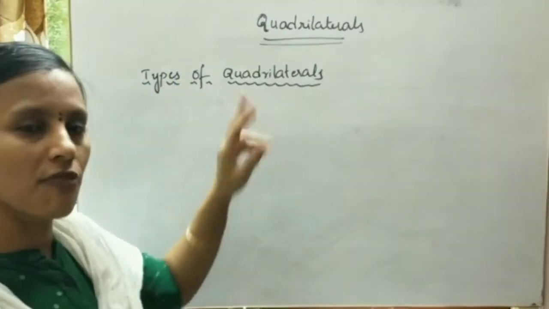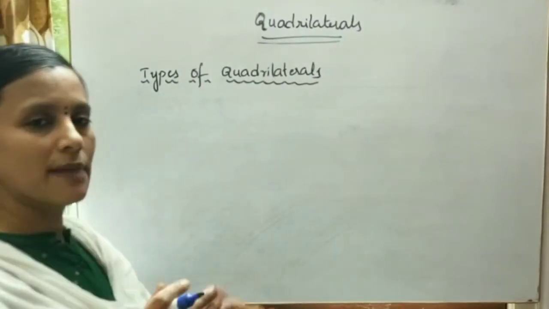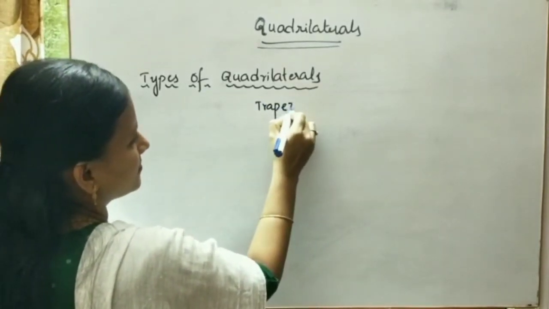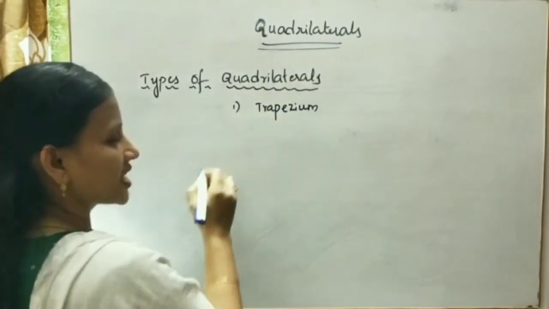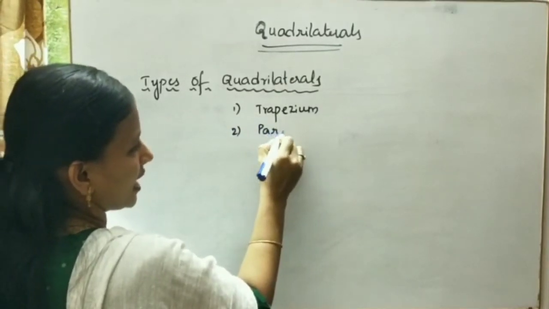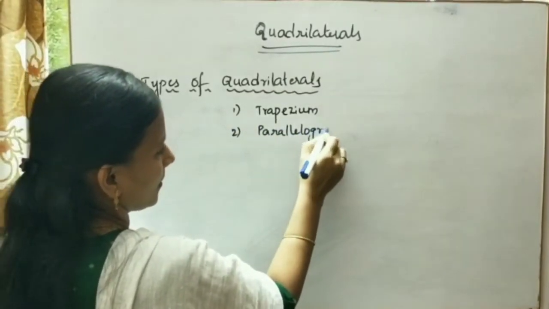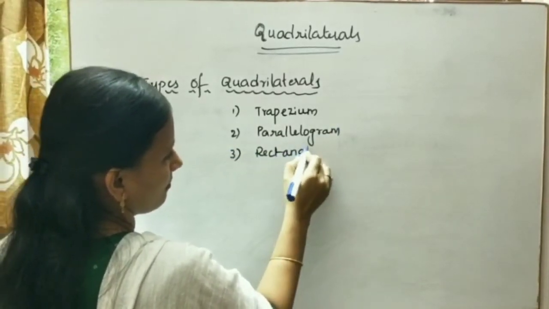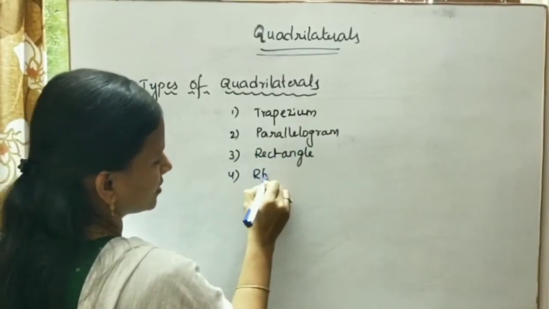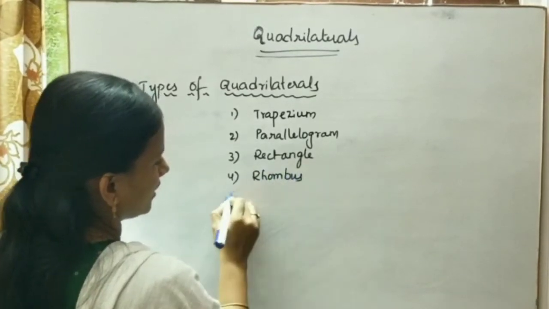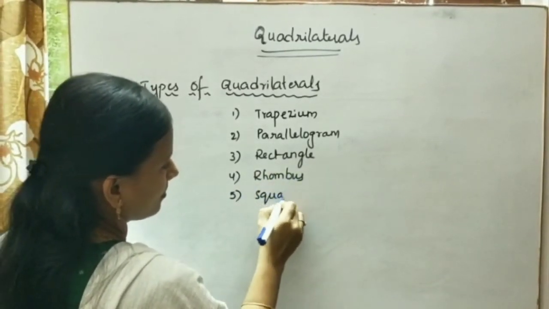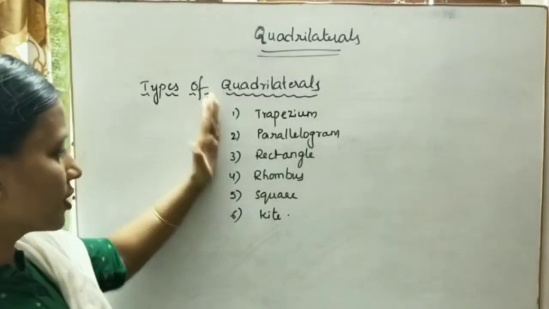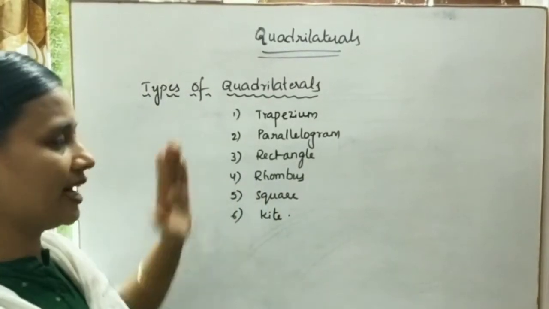Next, types of quadrilaterals. Different types of quadrilaterals we have. First one is trapezium. Next, parallelogram. Next, rectangle, rhombus, and fifth one is square, and last one is kite. So total 6 types of quadrilaterals are there.